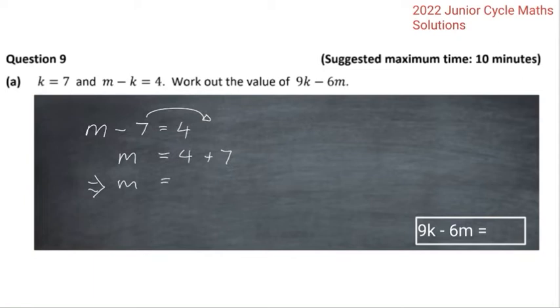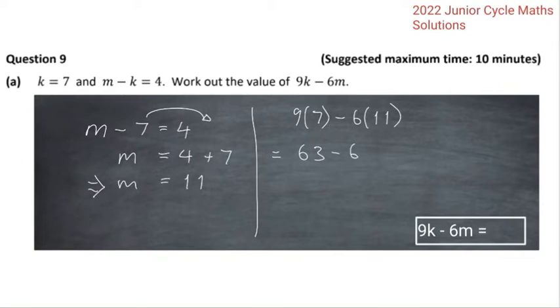So we're going to substitute this now into the second part, 9k minus 3m. So 9k is 9 by 7, and minus 3m is minus 3 by 11. So let's work these out separately. 9 by 7 is 63. 3 by 11 is 33. It's also negative. So 63 minus 66 will be minus 3. And that's our answer. So far so good.